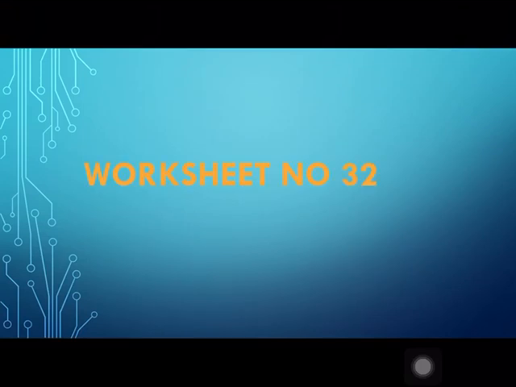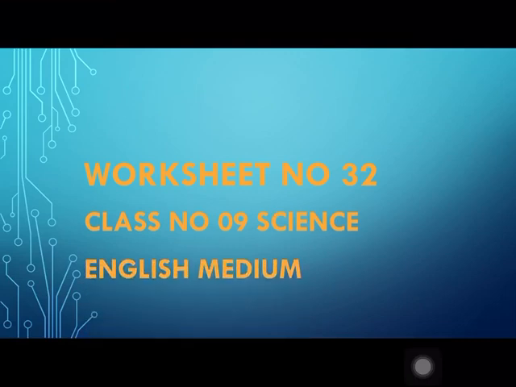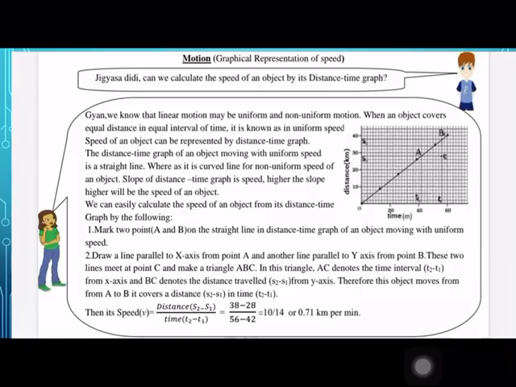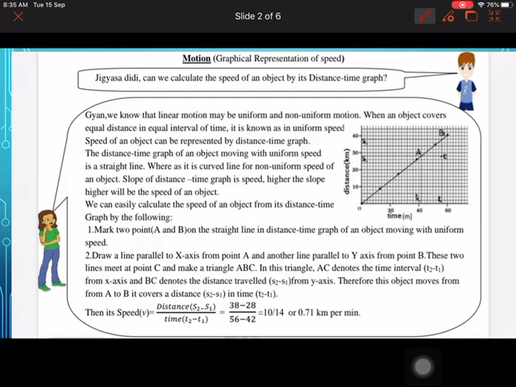Hello students, today we are going to discuss your worksheet number 32, class 9 science English medium, for the date 16 September. In this worksheet we are going to study the graphical representation of speed and how to calculate the speed of an object from the distance time graph.